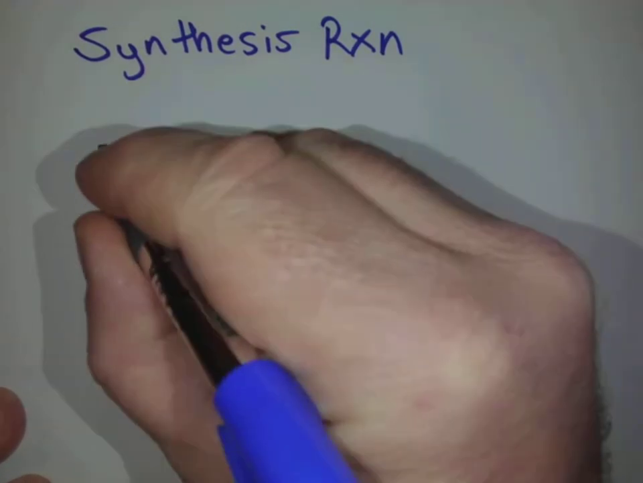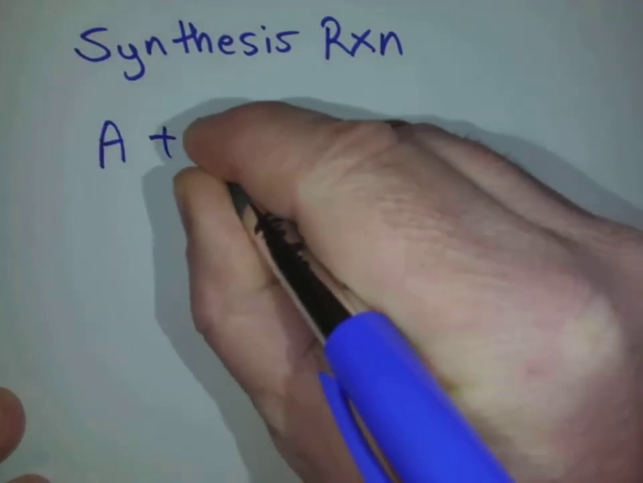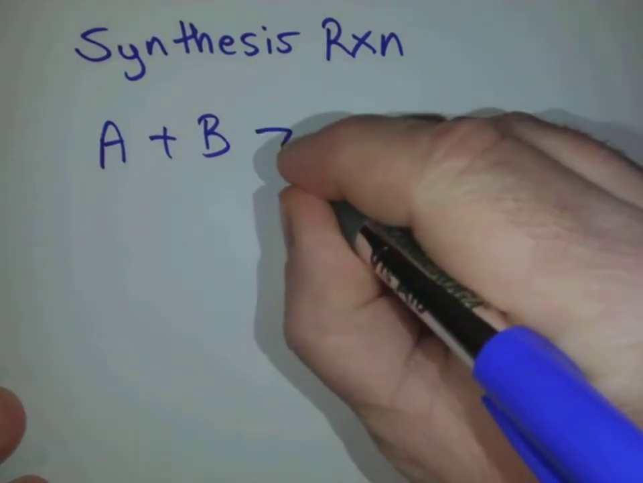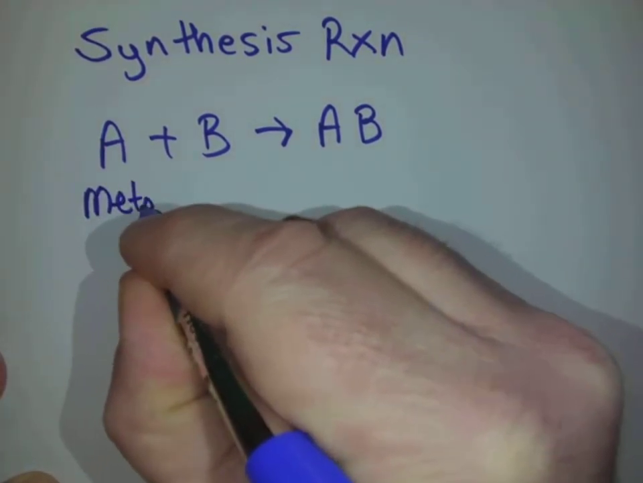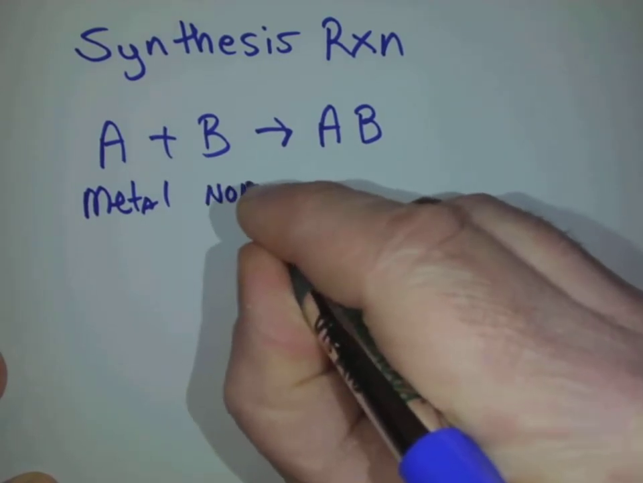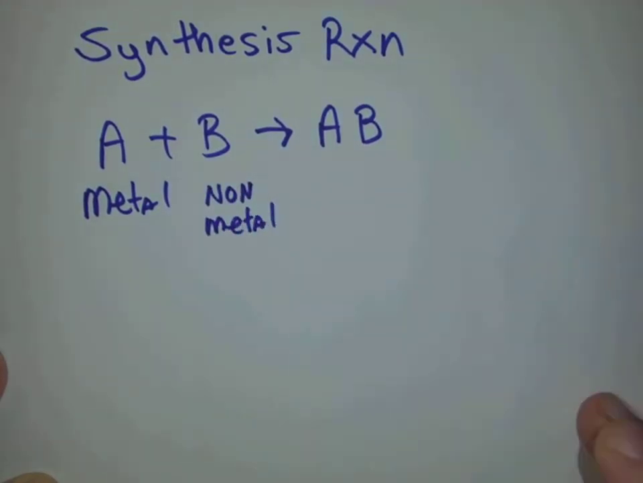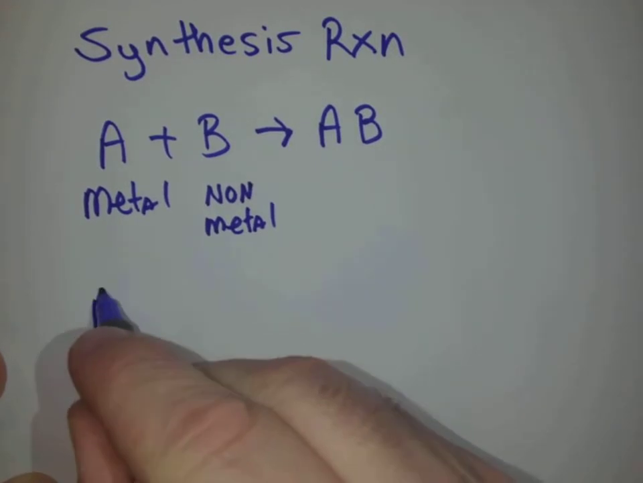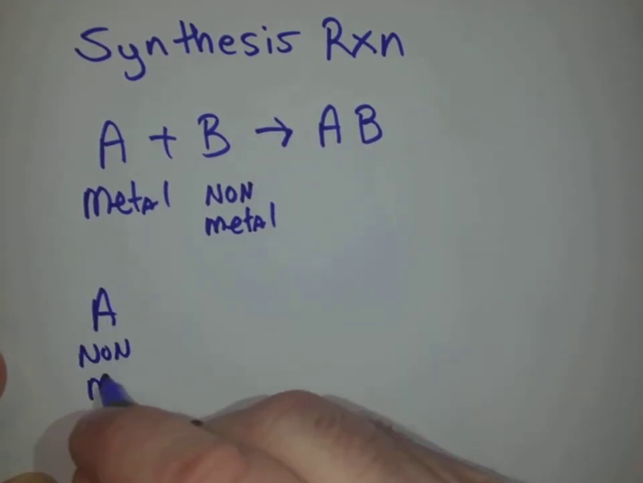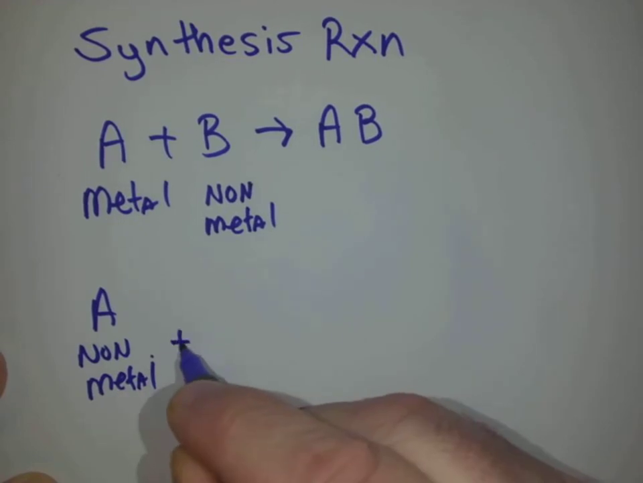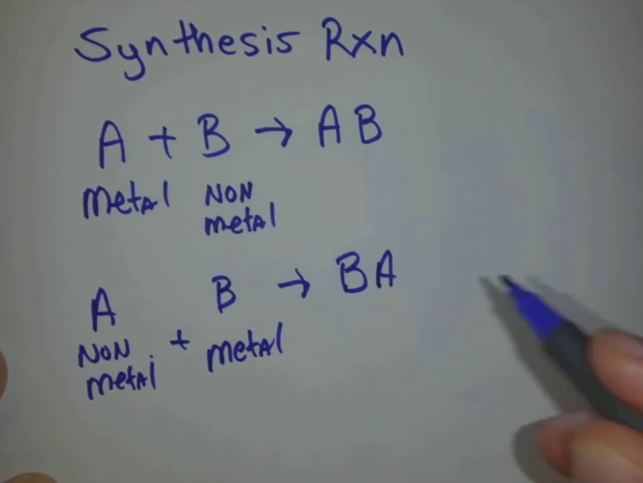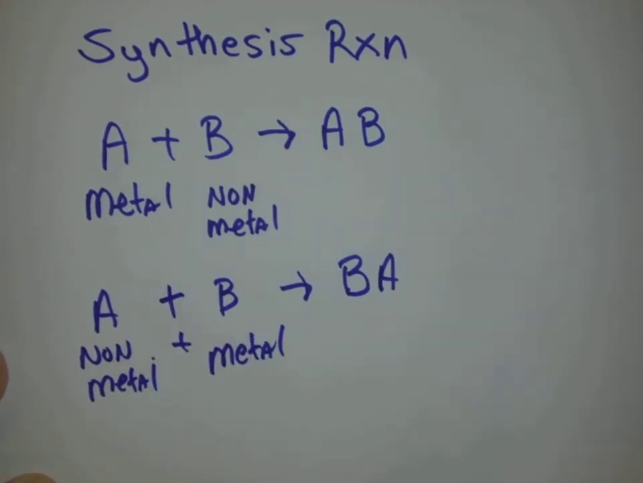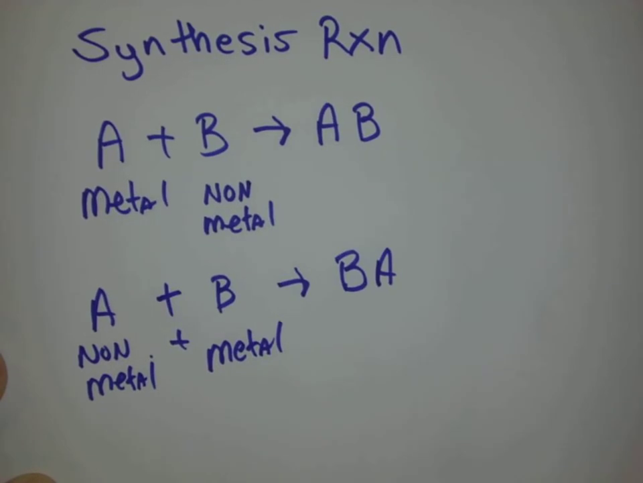It's when you have two elements, A plus B, and they're going to combine to form AB. Now, they'll combine this way if A is a metal and B is a nonmetal. If it's the opposite way around, if A is a nonmetal and B is a metal, then you're going to get BA. So it all depends upon what these things are.